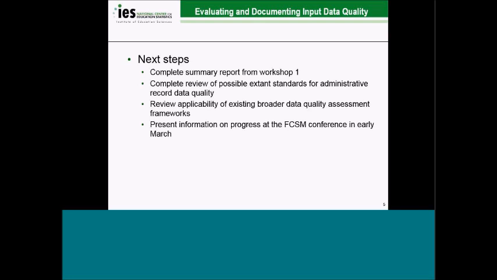We also want to complete some work that John Shaka has been leading on overviews of administrative record quality systems. And then we want to review the applicability of sort of a broader data quality model and how we could apply it to some real-world examples. And hopefully get some volunteers from that across the agencies. And then finally, you'll see a presentation from us again at SCSM late next week.